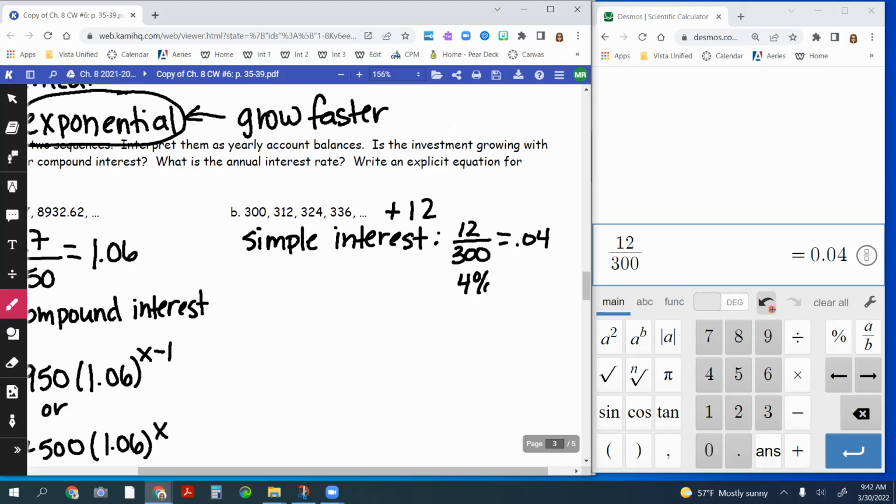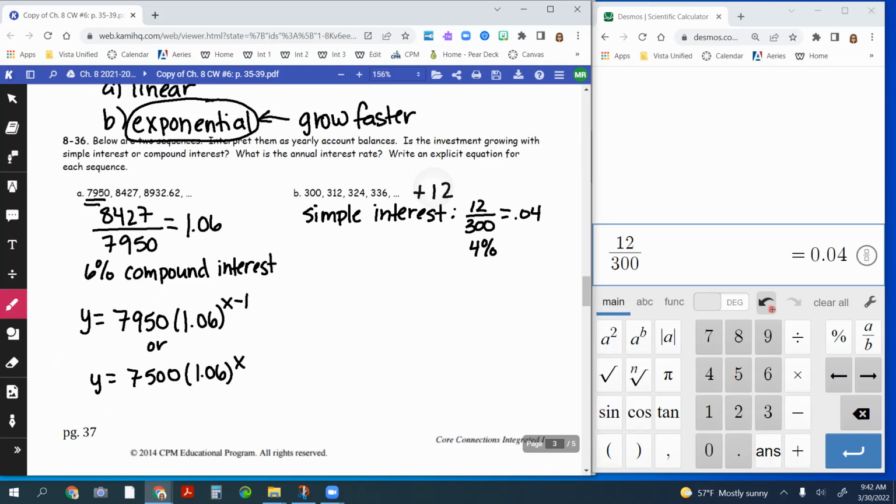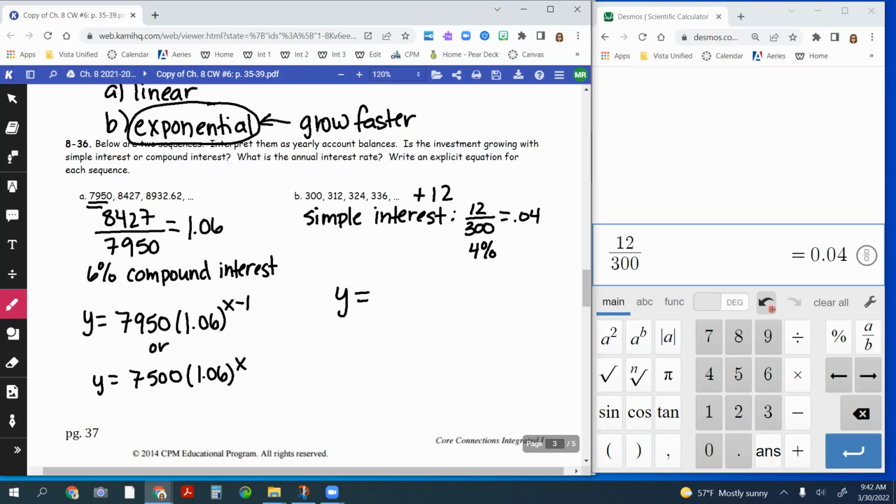So 4% simple interest. So for this one, we'd have y is equal to 300 plus 4% of 300, which is 12, and x minus 1, since this is my first term, not my zero. Or go backwards, subtract 12, and I'd have y is equal to 288 plus 12x.